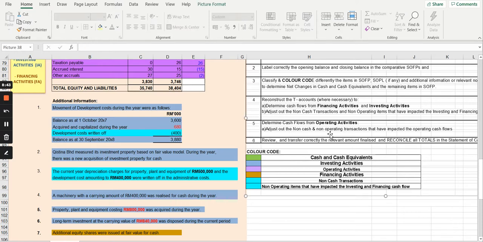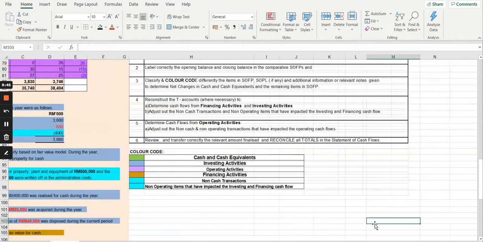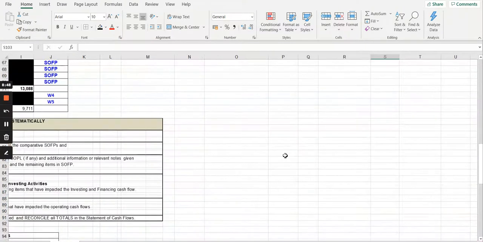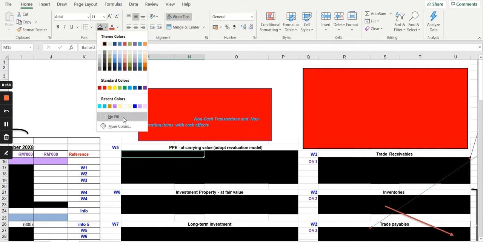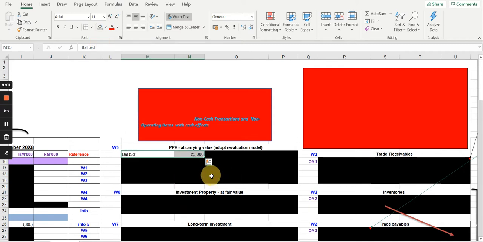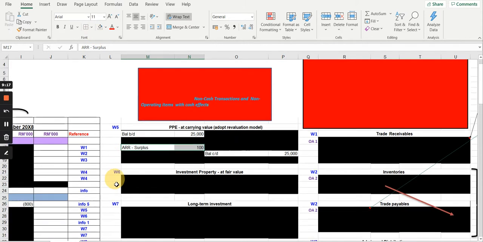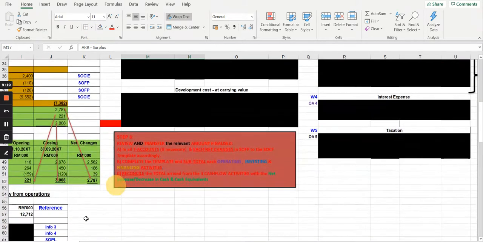To do that, you need to go and set up your PPE account. And for your information, the PPE was at carrying amount. So what you need to do first is set up the account, put the balance brought down, put the balance carried down, right? And include the item that you have here, which is the surplus. Where is the surplus? The surplus relates to the PPE.